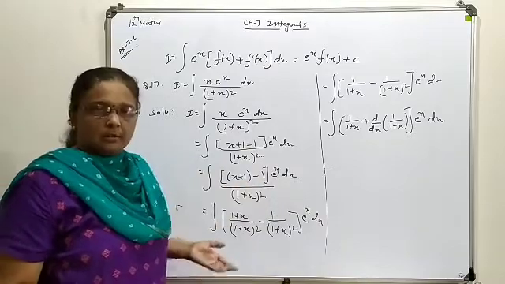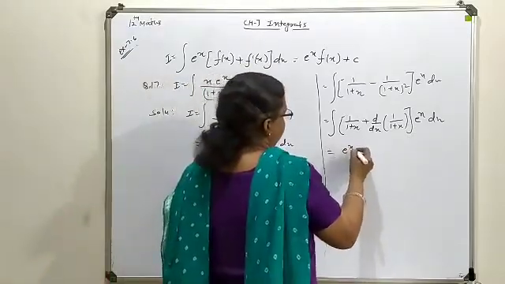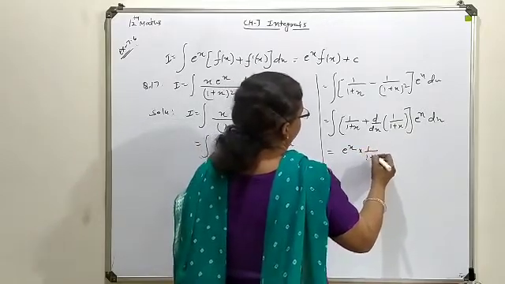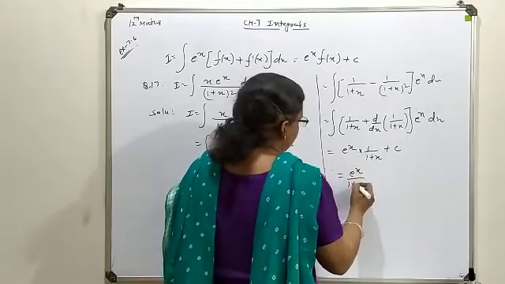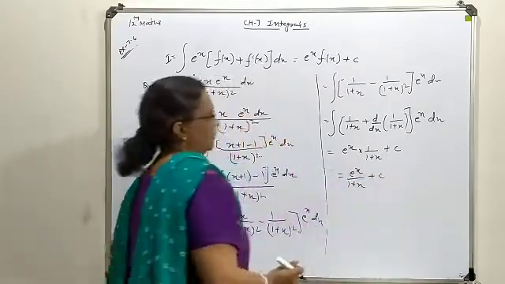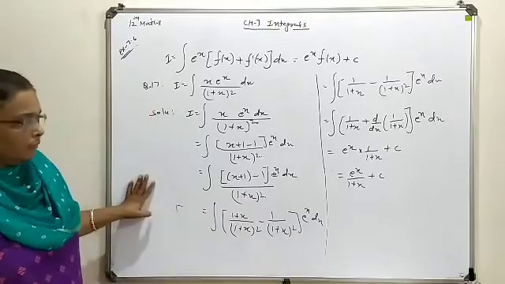So as a direct integration form, it can be written as e power x, your main function is 1 upon 1 plus x, and a constant. So this is e^x upon 1 plus x and this is being constant. So this way you can implement your theorem form.